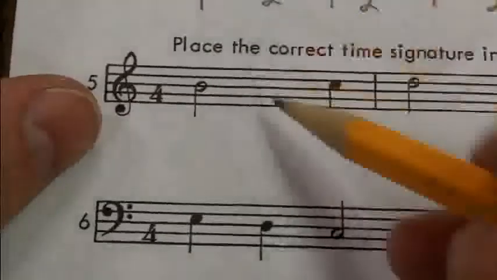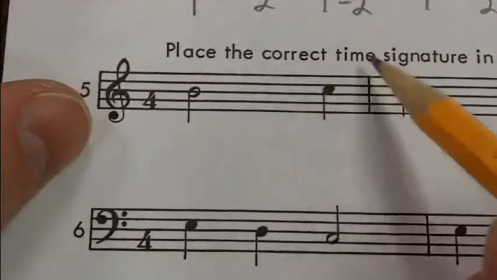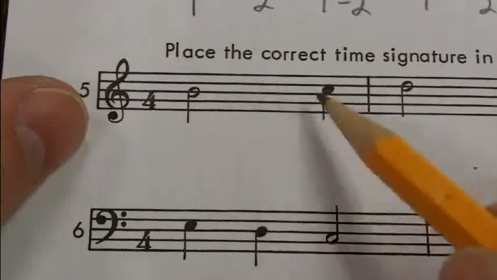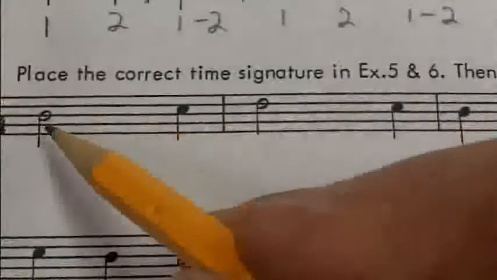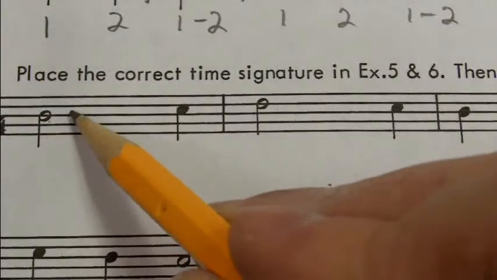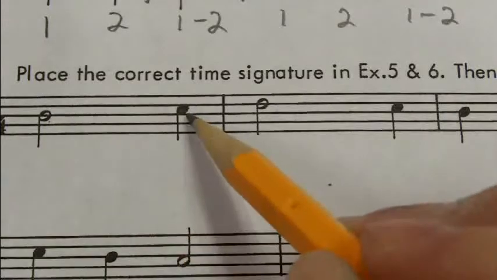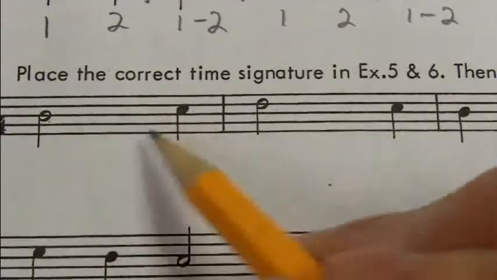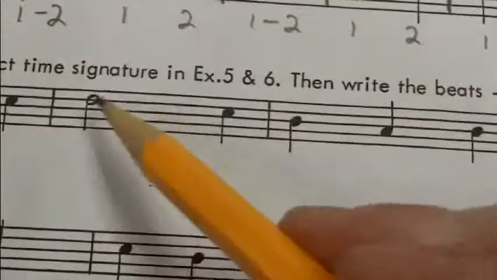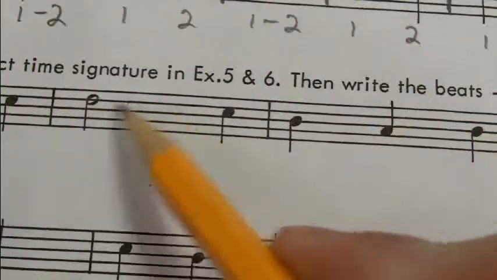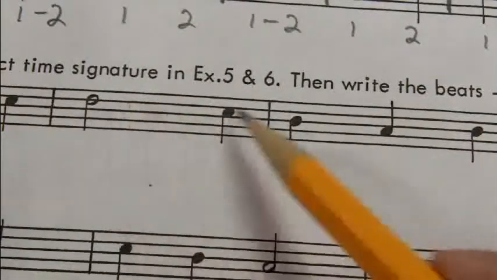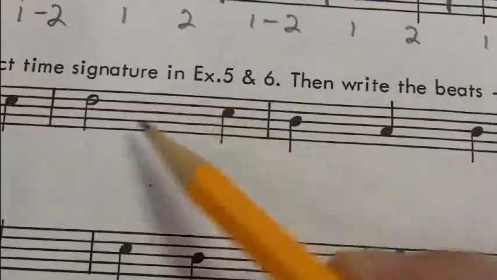Alright, so in order to place the correct time signature, we have to know how many notes are in here actually. So we count 1, 2, so there's 2 beats, and then there's 3. So it would be 3. I'm thinking it's 3, but let's check another one to make sure. There's 1, 2, so that's 2 beats right there, and then that's 3. So we are definitely in 3/4.